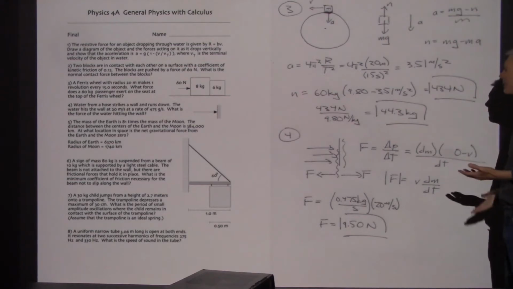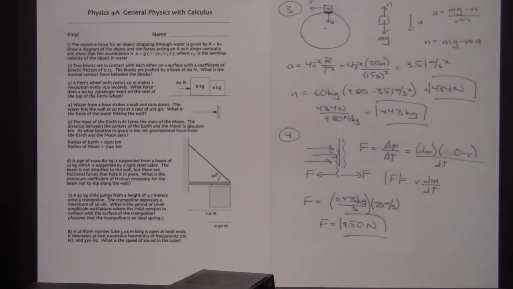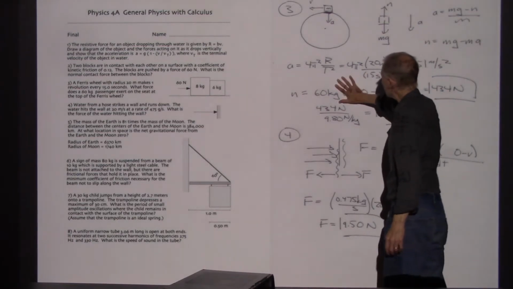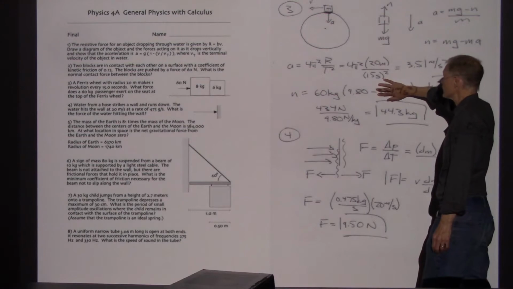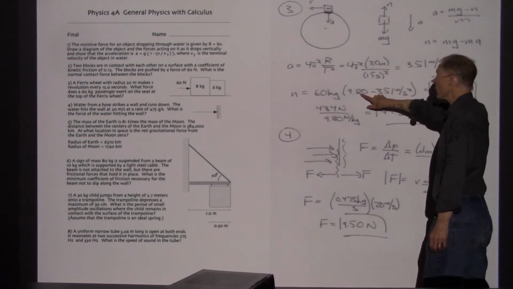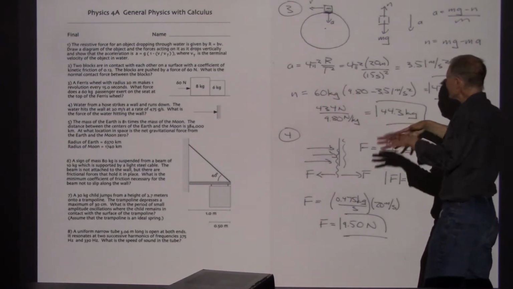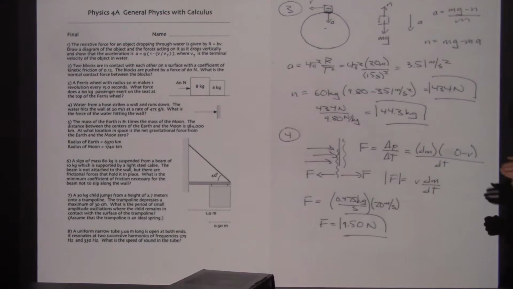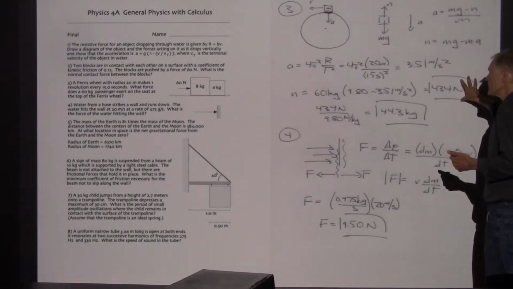Now how does that compare with if the Ferris wheel were not moving, if there were no acceleration taking place? Then we would not be subtracting off this acceleration, and we'd just be using the gravitational field. 60 times 9.8, that's going to be closer to 600 newtons rather than 434.